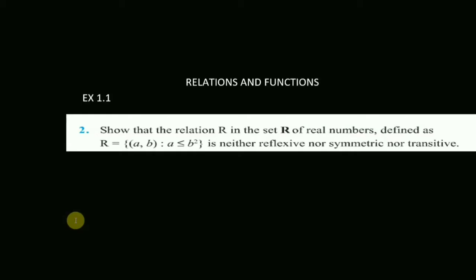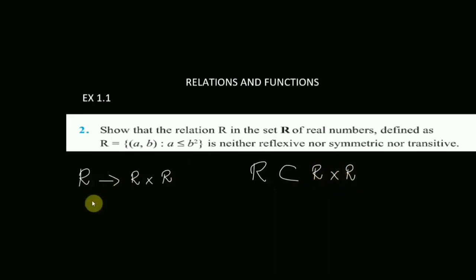Hello students, today we'll do exercise 1.1 question number 2. Show that the relation R in the set of real numbers defined as R = {(a, b) : a ≤ b²} is neither reflexive nor symmetric nor transitive. R is a subset of R × R.